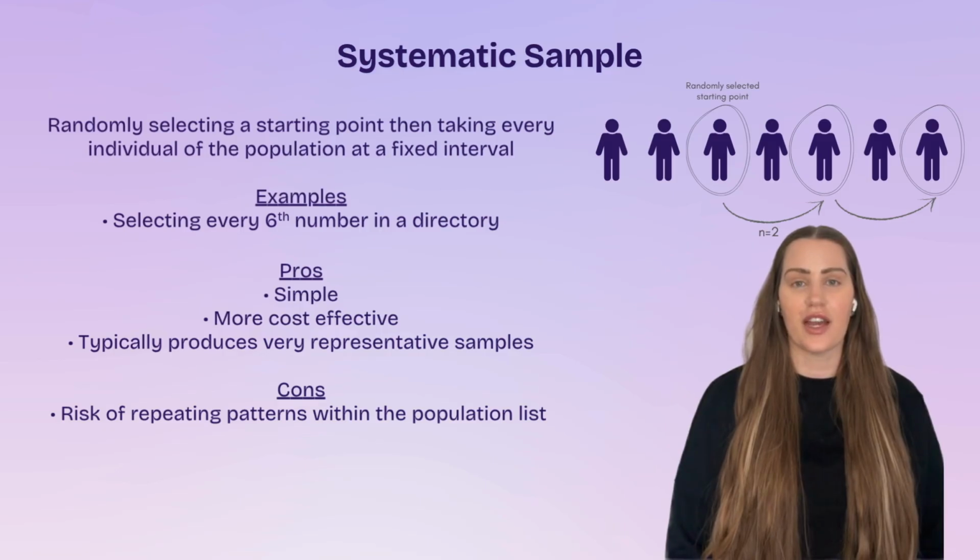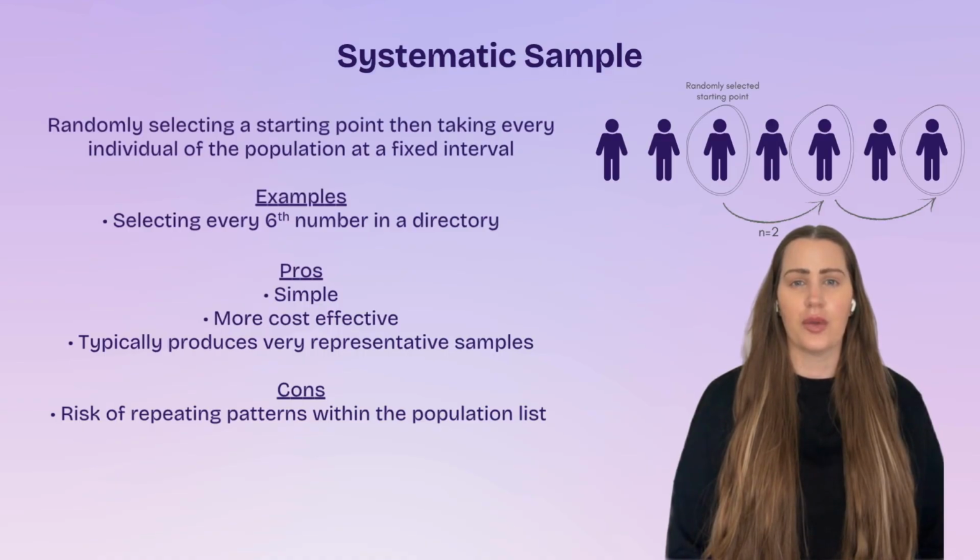This technique is easy to execute, particularly when using population lists. It often produces a sample that accurately reflects the population while also eliminating the need to randomly select more than the first individual. Systematic sampling can save time and money, making it a less resource-intensive option.